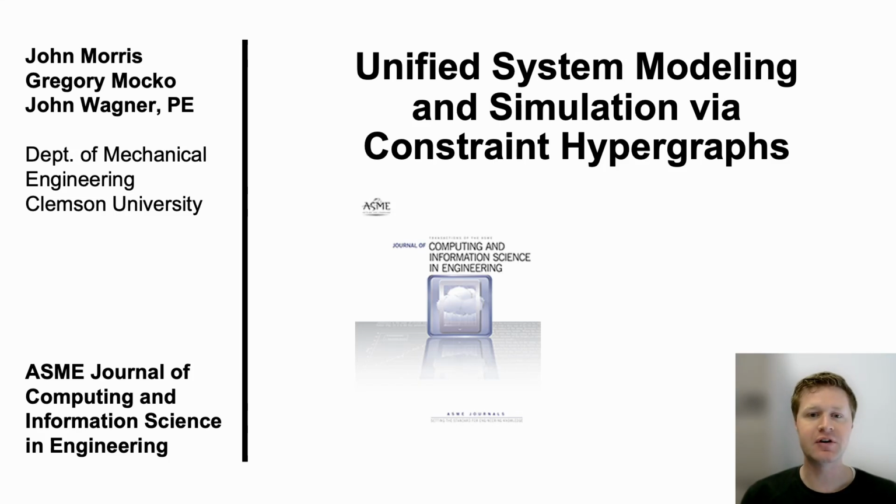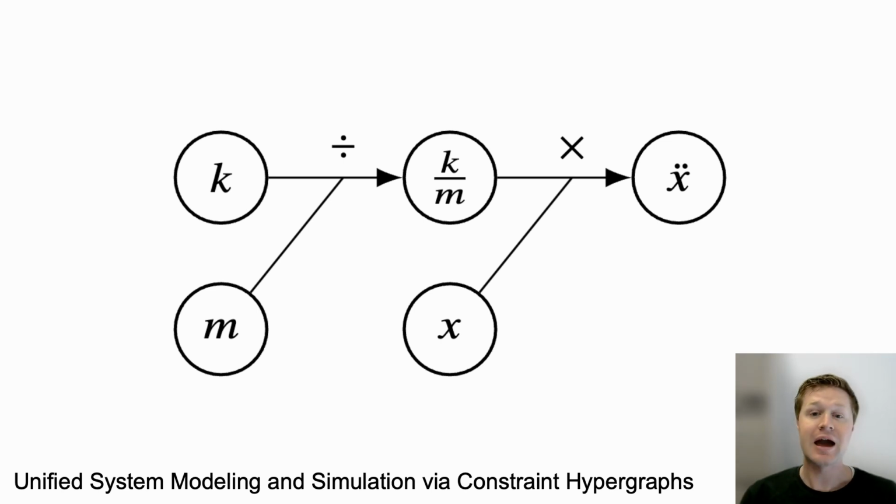This is a brief overview of our paper covering a solution for unified system modeling, published in the ASME Journal of Computing and Information Science and Engineering. The purpose of this paper is to introduce a new modeling framework called a constraint hypergraph. It describes how it can be used to combine system models and shows how the system elements are related to each other. A constraint hypergraph breaks out the behavior of a system into discrete objects.